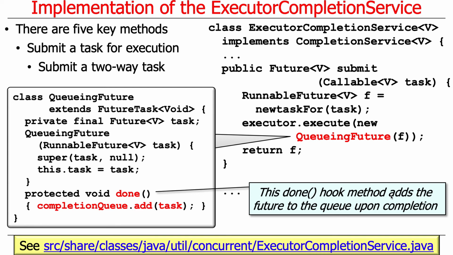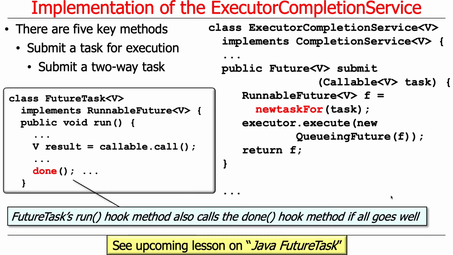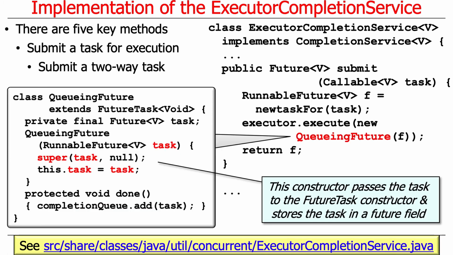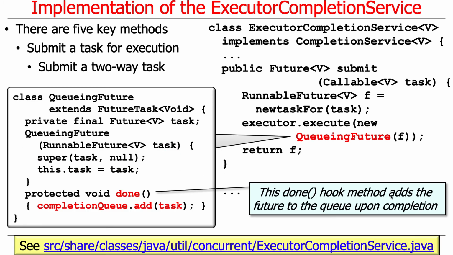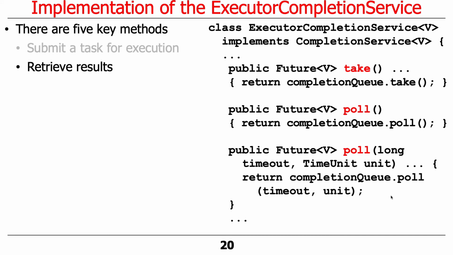So when this gets executed, it goes ahead and calls the call hook method. That calls the done hook. And then the done hook adds the task to the completion queue when it's all finished. Submitting a one-way task is the same sort of thing. It just doesn't have a result.